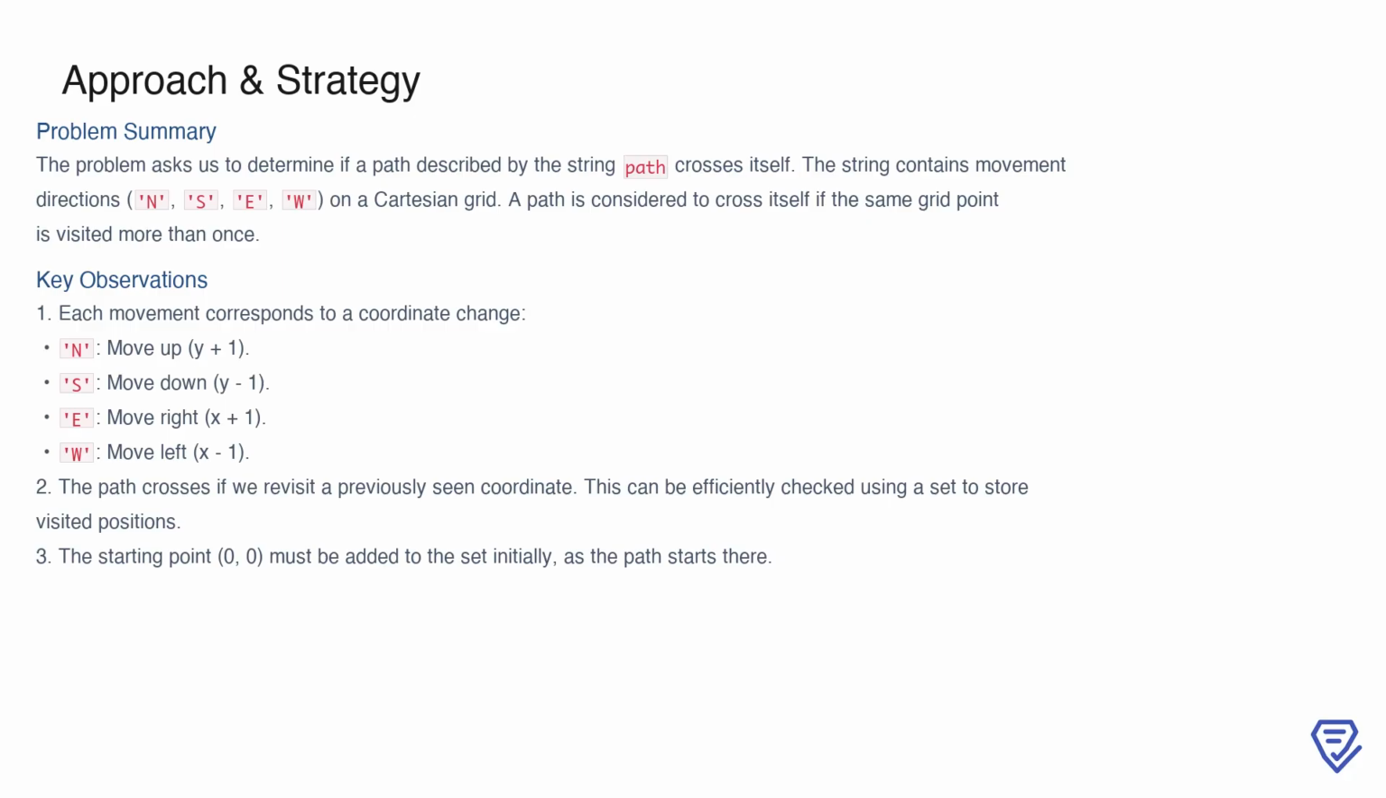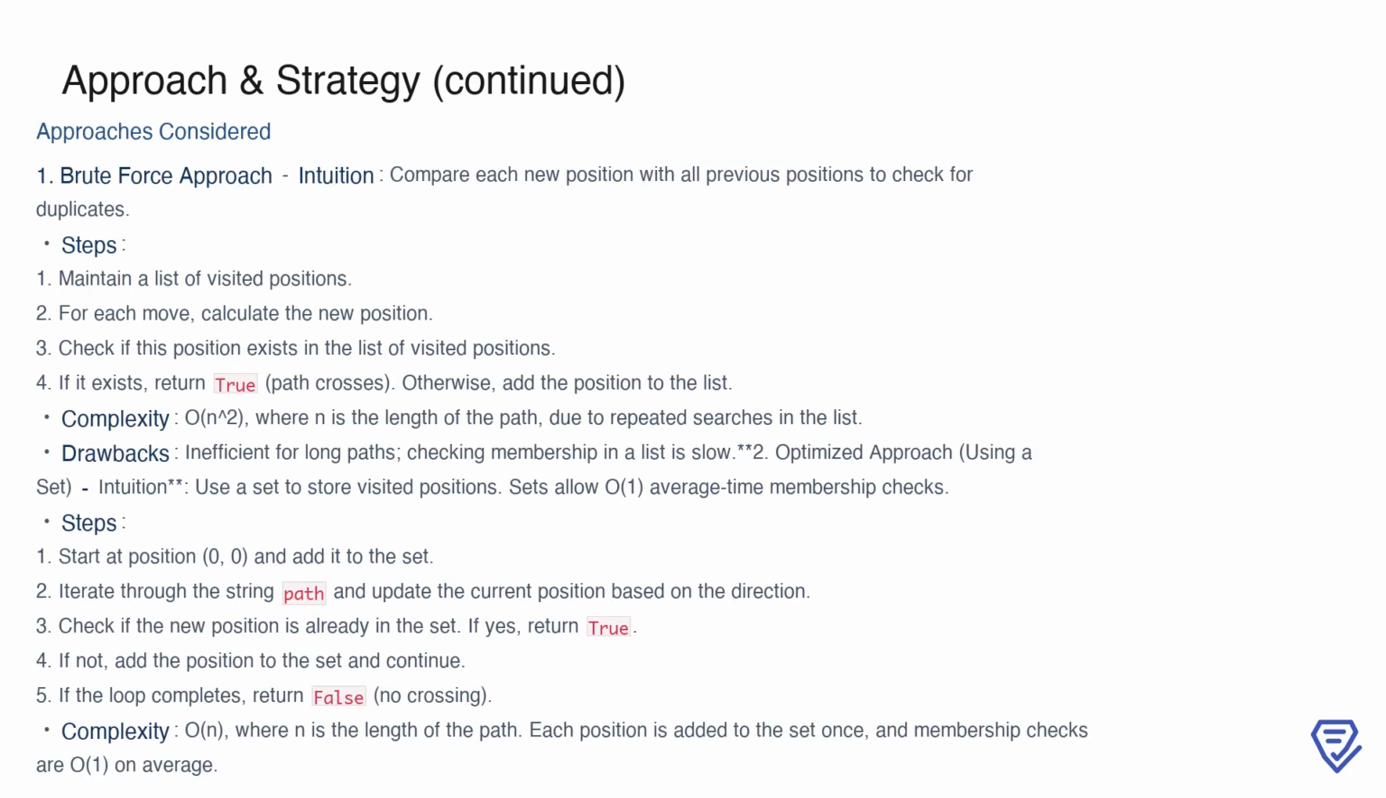To start, we initialize the set of visited positions with the starting point, (0, 0), since the path begins there. This allows us to account for any immediate return to the origin as a valid crossing scenario. There are multiple ways to approach this problem. The brute force method involves maintaining a list of all visited positions. For each new position, we calculate its coordinates and check if it already exists in the list.